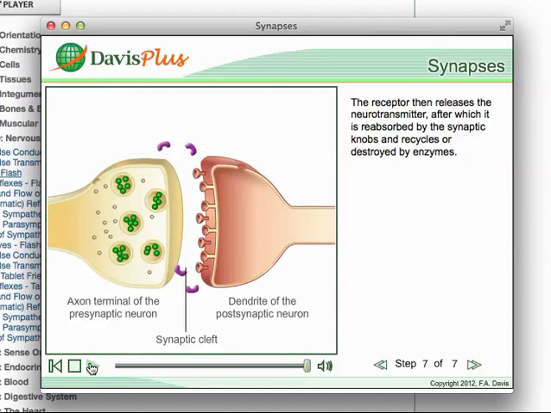So this is how communication from one neuron goes to the next neuron. Because we have so many neurons throughout our body, we need this communication to continue. So this is how it happens in between the ends.